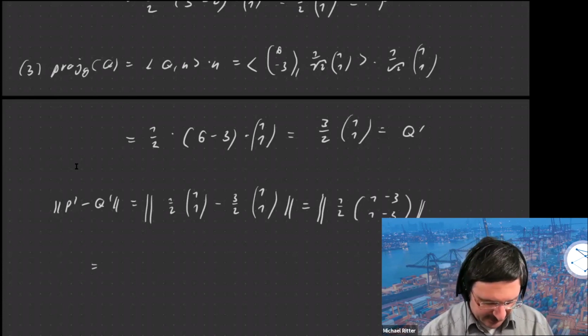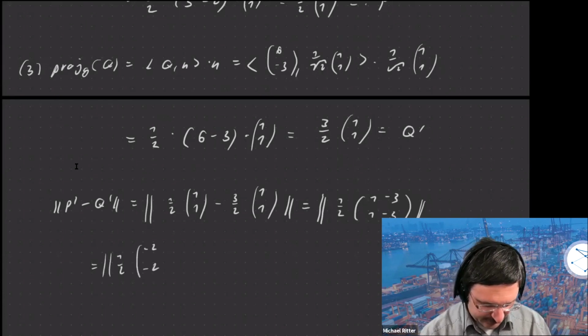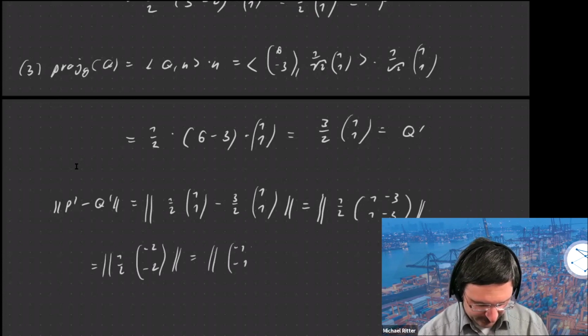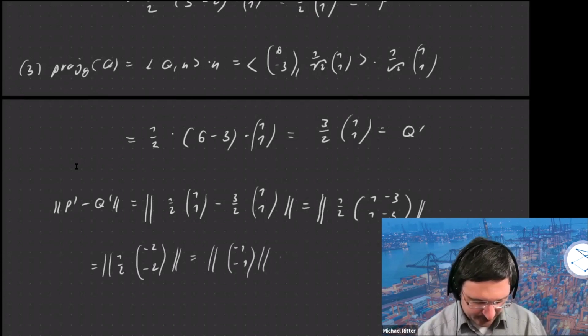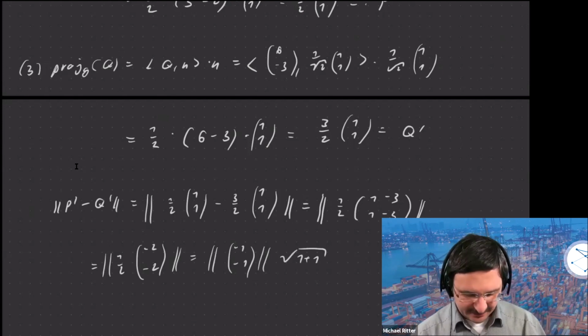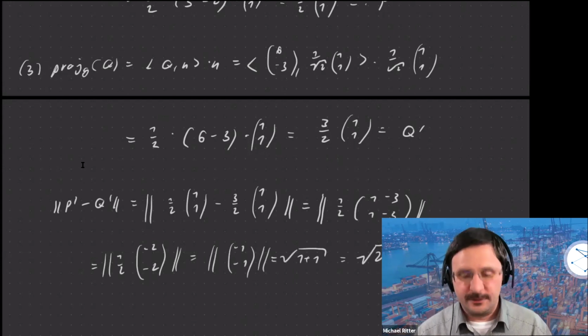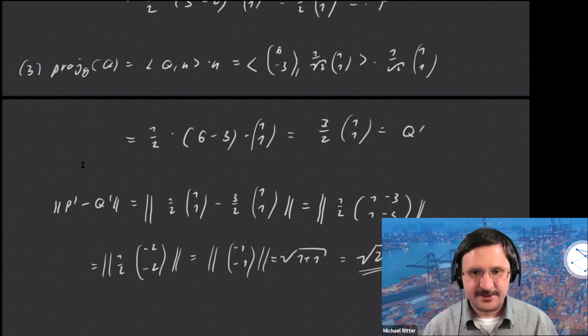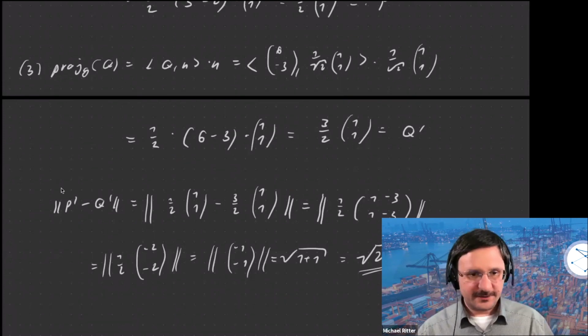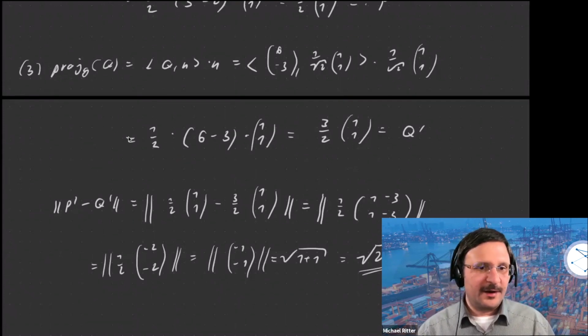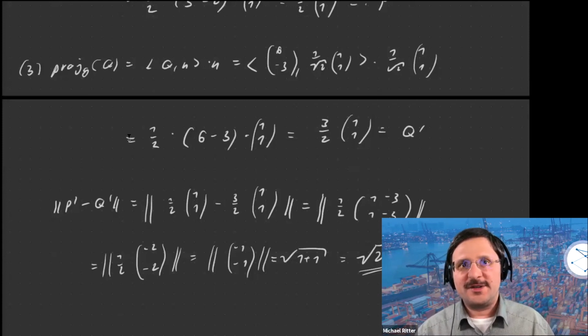And that means what we get is the norm of 1 over 2 times minus 2 minus 2. So that's the norm of minus 1 minus 1. And that is the square root of 1 plus 1. So both entries squared and then taking their sum. So the distance that we're looking for is the square root of 2. So this is the final result here. So let's see what questions you have on this one.